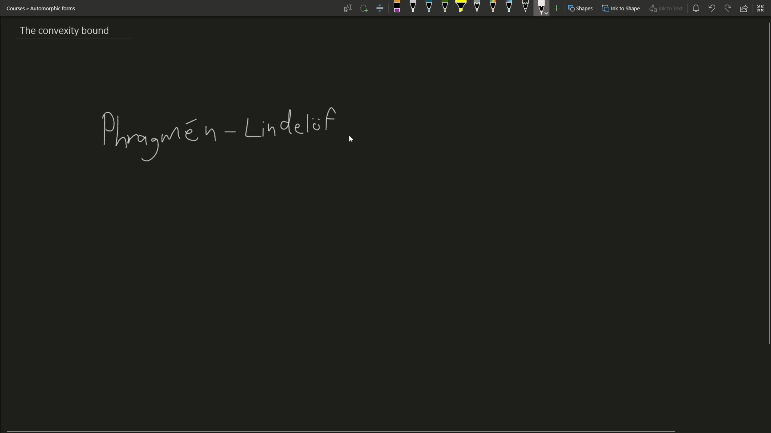Phragmén-Lindelöf. For the precise statement, I'll give as reference Goldfeld's book, Automorphic Forms and L-Functions for the group GL(n, R). For short, I'll just write GL(n, R), and it is section 8.2.